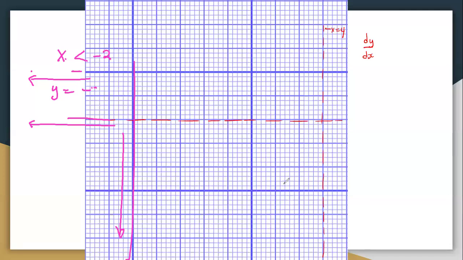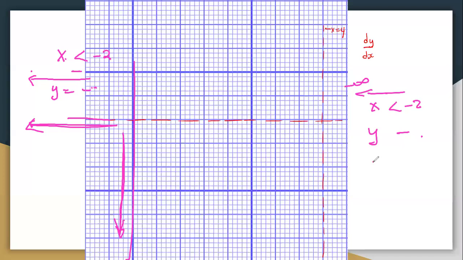Are you getting it? Because your x values were less than negative 2, and values less than negative 2 can go up to negative infinity. And your y value was also negative. So that means this is negative and negative.